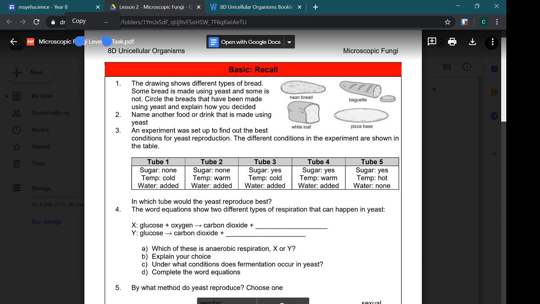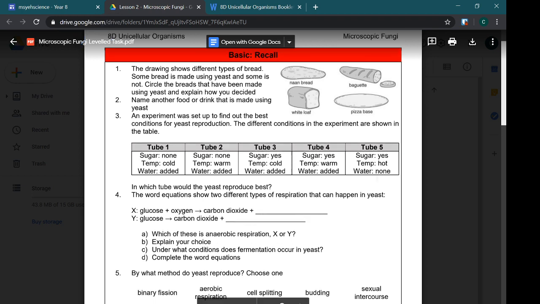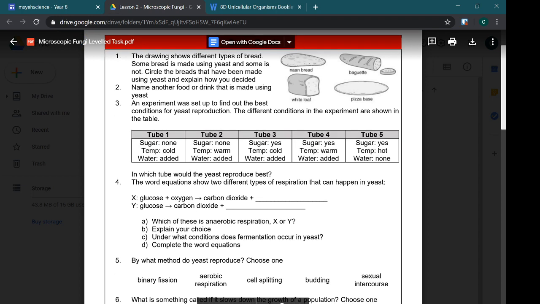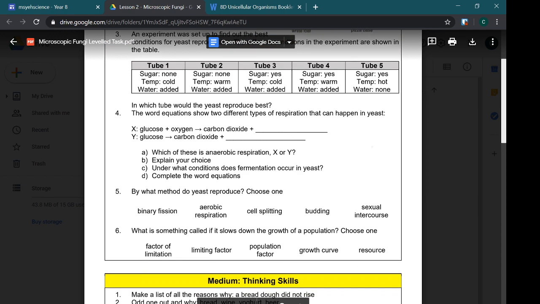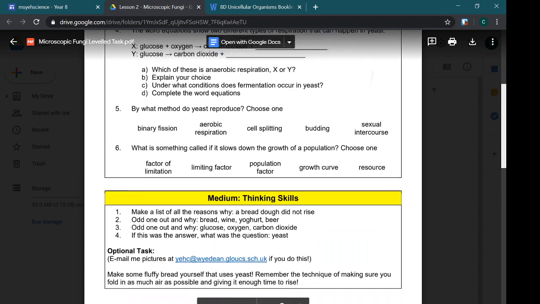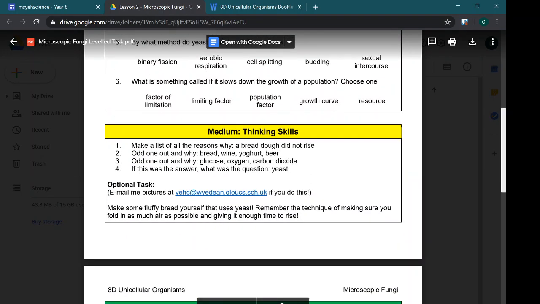So what I've done is I've split this task into basic sections. We have basics of just recall. Do you remember what has been taught? And then some thinking skills.